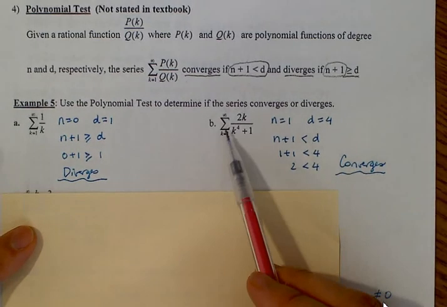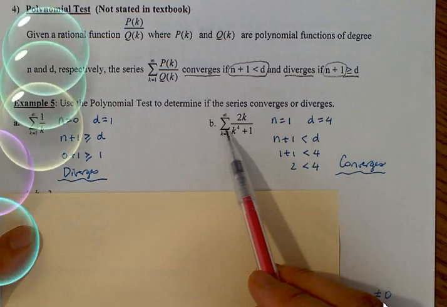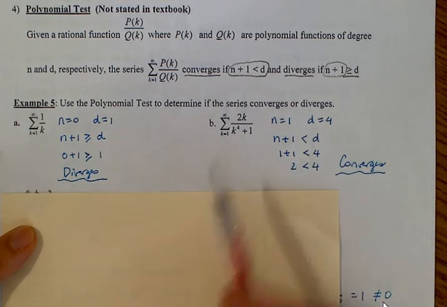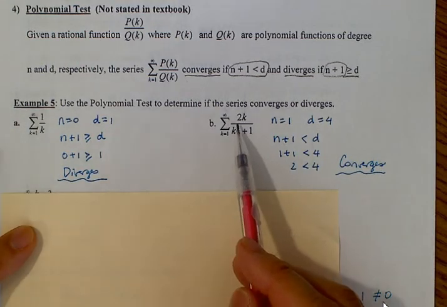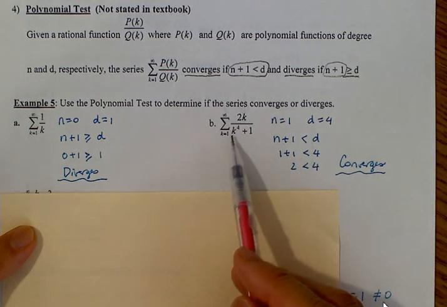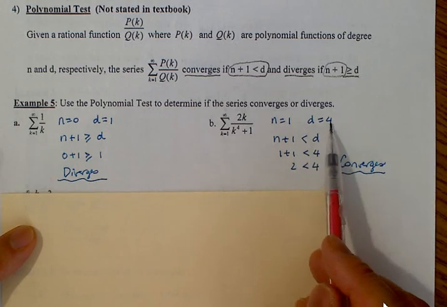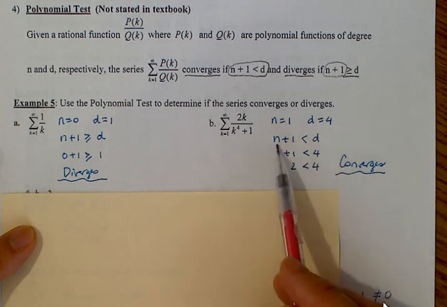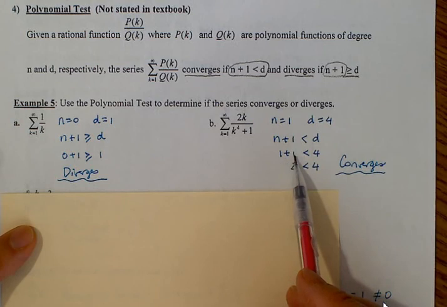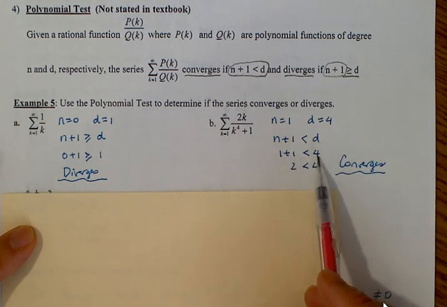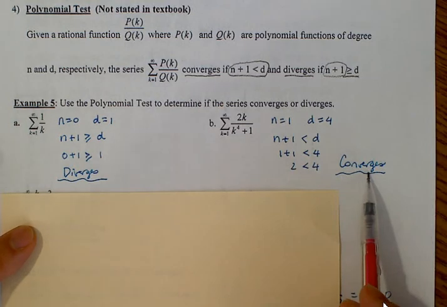Okay, the next one is 2k over k to the fourth plus 1. So the numerator's power is 1, the denominator's is 4. So if you take n plus 1, which is 1 plus 1, that's 2, and 2 is less than 4, so it converges.